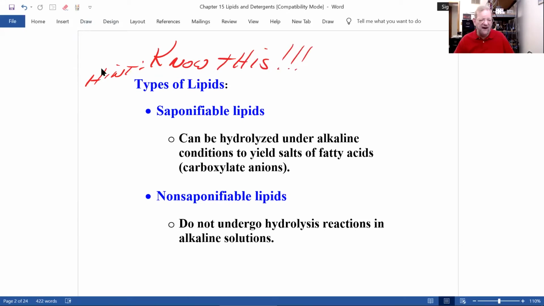And a saponifiable lipid is a lipid that can be hydrolyzed under alkaline conditions to yield carboxylate anions, which specifically are the salts or carboxylate anions of fatty acids. But you don't know what a fatty acid is yet. Another way of saying this, base hydrolysis of a saponifiable lipid gives carboxylate anions.